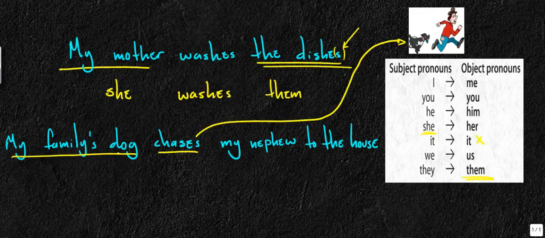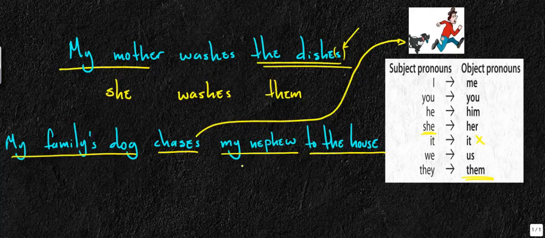The subject is my family's dog. The verb is chases. Then I have here the object, and the object is my nephew to the house. This entire phrase is the object. Now, if you notice, the phrase has two parts. One part is my nephew, and the other part is to the house.